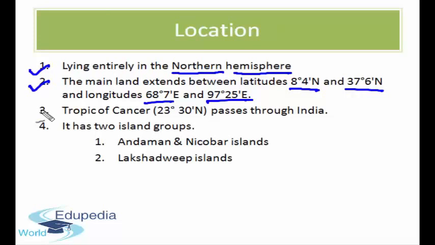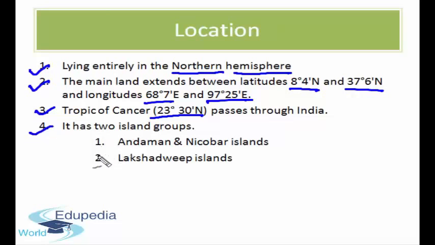You need to remember that the Tropic of Cancer passes through India. The Tropic of Cancer is located at 23.5 degrees north of the equator. In India, it passes through the states of Gujarat, Rajasthan, Madhya Pradesh, Chhattisgarh, Jharkhand, West Bengal, Tripura, and Mizoram. Now, the Tropic of Cancer is a latitude. The region below it is called the tropical region, and above that is known as the subtropical region. It is this Tropic of Cancer that divides the country into almost two equal parts, known as Northern India and Southern India.